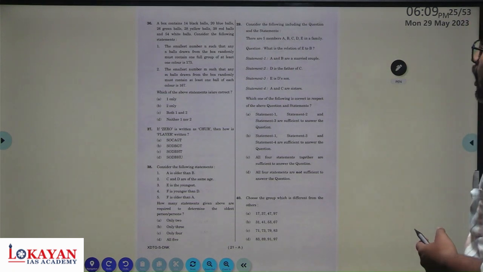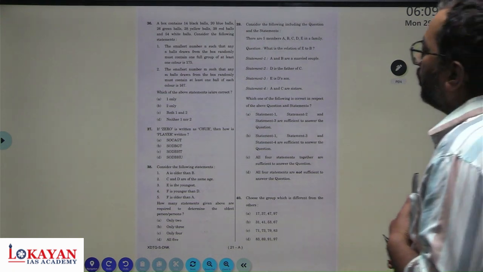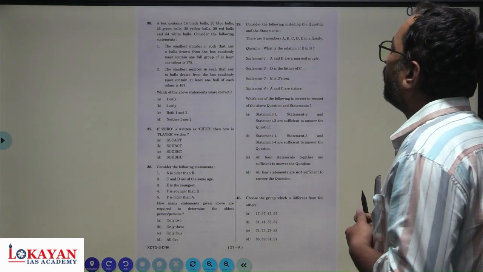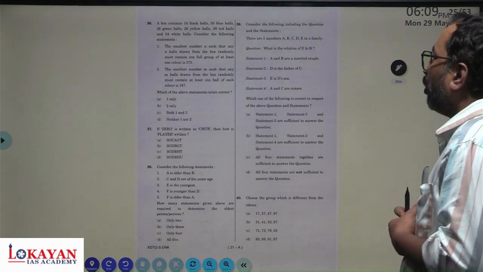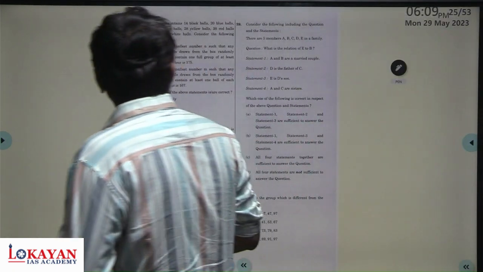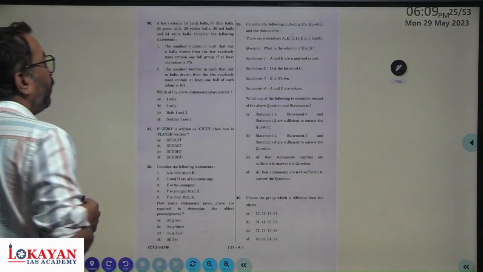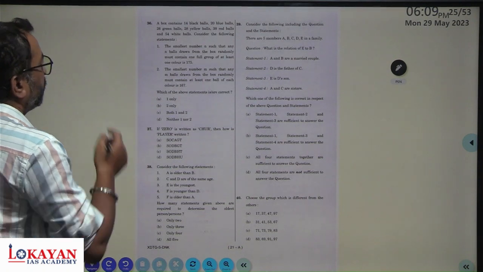Yes. Question number 36. A box contains 14 black balls, 20 blue balls, 26 green balls, 28 yellow balls, 38 red balls, and 54 white balls. Consider the following statements.